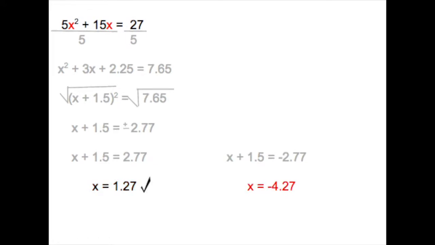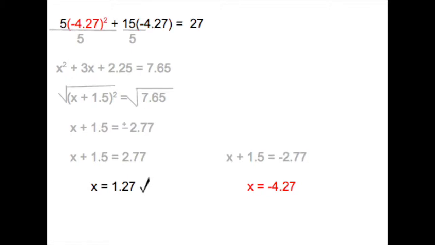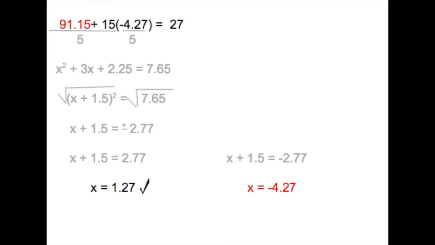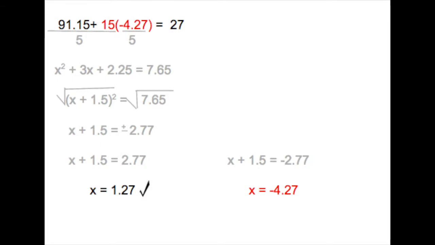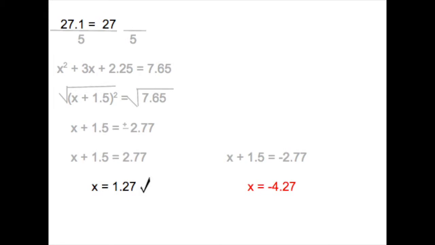Let's substitute our second solution, negative 4.27, in for both x's. Now that we have substituted it in for both x's, let's go ahead and simplify according to order of operation. First, exponents. Negative 4.27 squared is 18.23. Multiplication next, 5 times 18.23 is 91.15. Still with multiplication, 15 times negative 4.27 is negative 64.05, and 91.15 plus a negative 64.05 is 27.1. Again, very, very close. So our second solution checks out.